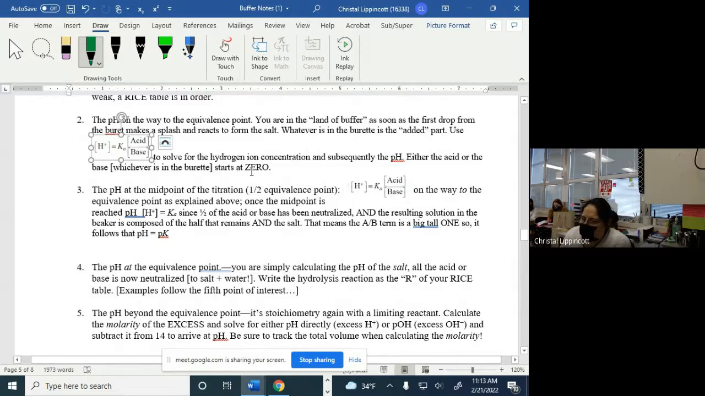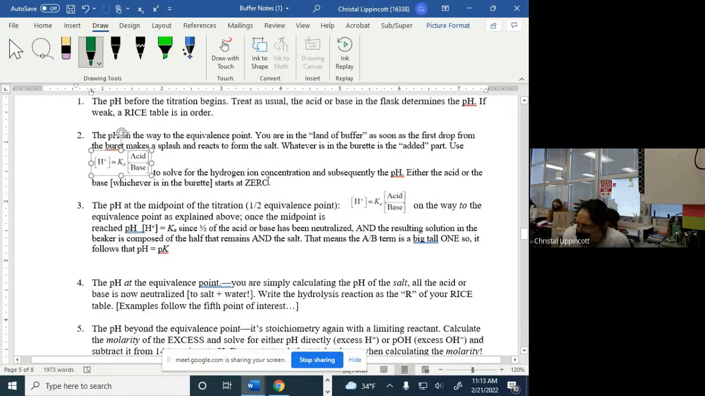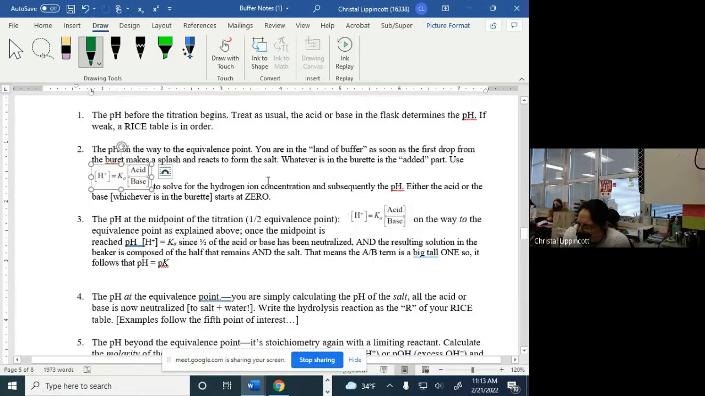And how do you know if you're in the land of buffers again? Do you have a weak acid and its conjugate base, or a weak base and its conjugate acid? And how do you know if it's a weak acid or a base? It's not strong, and you have those memorized. Is its conjugate base a weak acid, a strong base? It could just be a salt, like potassium chloride or something.